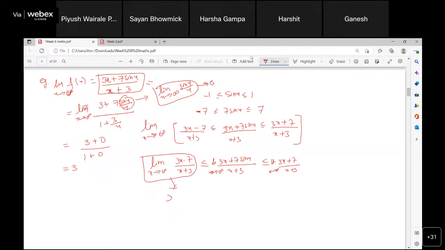Same thing we can do on this right hand side. Take x common. Here also the limit of this particular function will be 3. So by the sandwich principle we can say the limit of this particular function f of x is also 3, right?